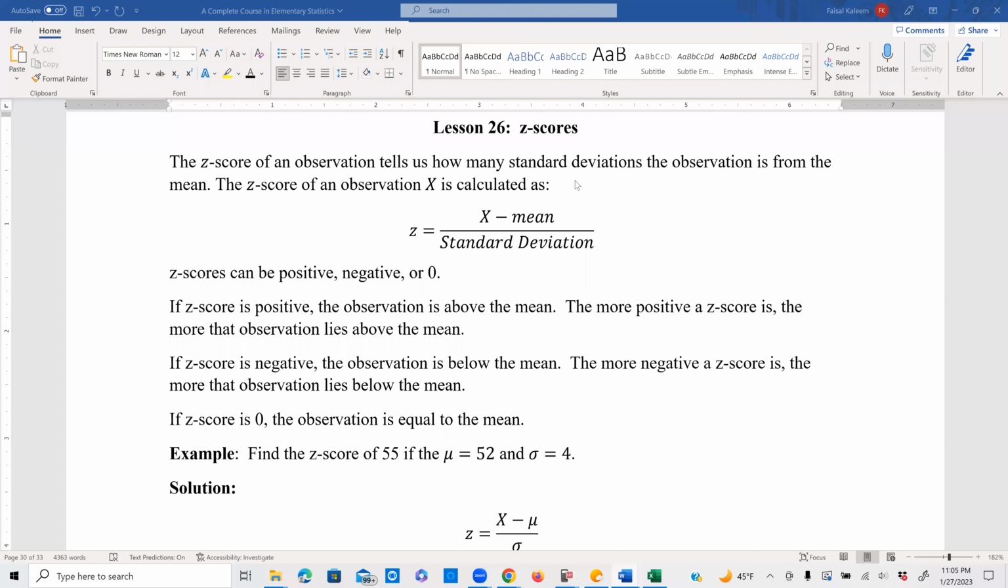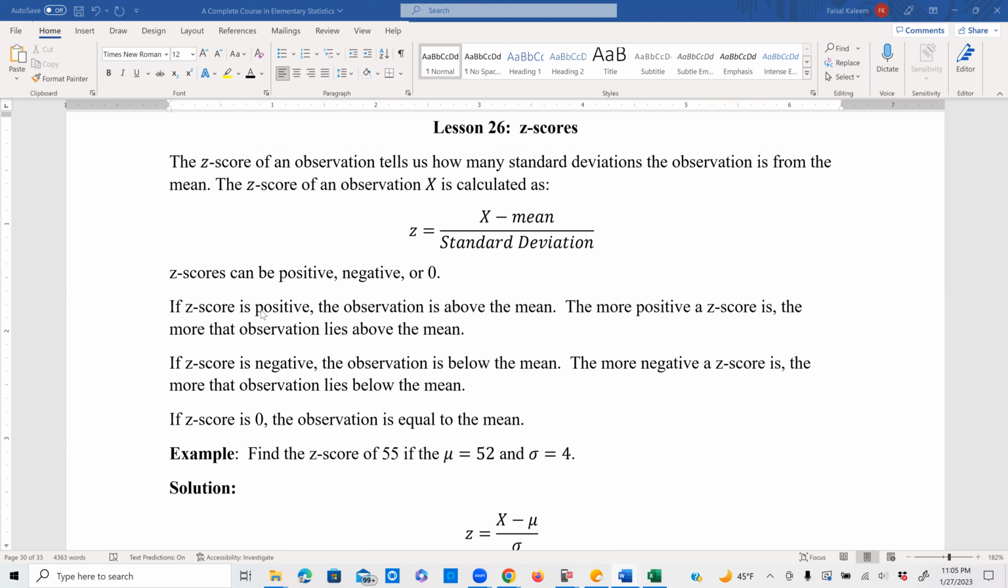The z-score of an observation tells us how many standard deviations the observation is from the mean. The z-score of an observation x is calculated as z is equal to x minus mean over standard deviation. Z-scores can be positive, negative, or zero.